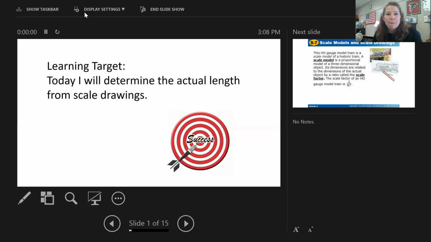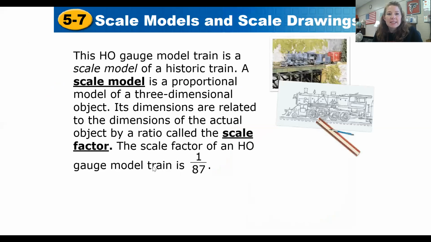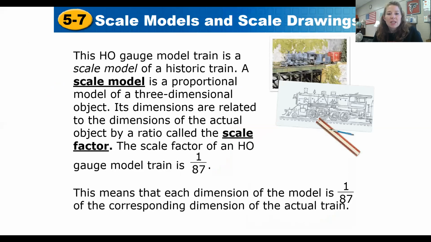Alrighty. There we go. All right, so we are determining actual lengths from scale drawings. Hopefully you read this. If you're using a scale drawing, you're taking an original and you're either making it larger or smaller. If your scale factor is more than 1, your image is going to be bigger. If your scale factor is less than 1, your image is going to be smaller than the original.